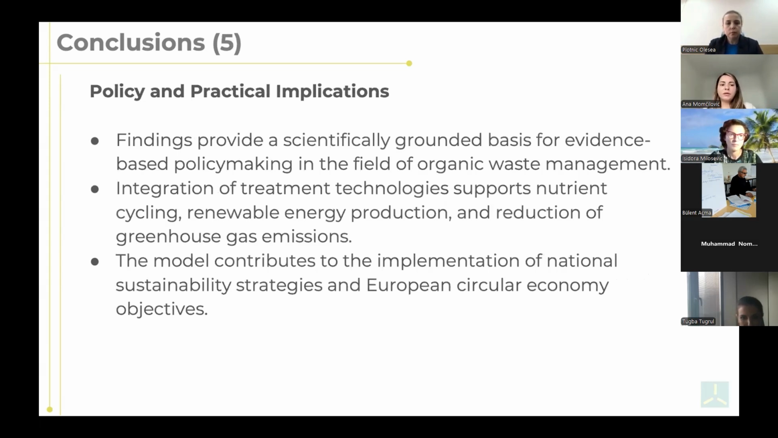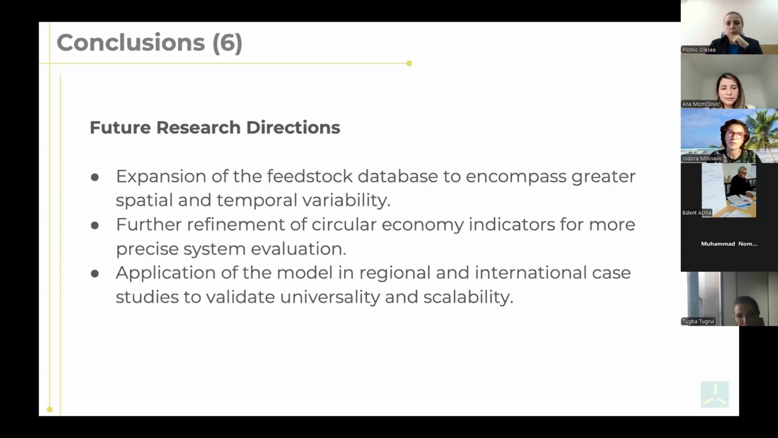There should be a policy change in organic waste management, and also integration of treatment technologies that support nutrient cycling, renewable energy production, and reduction of greenhouse emissions. For future direction, there should be an expansion of the feedstock database, realignment with circular economy indicators for more precise evaluation, and also application of the model in some international case, just to validate the scalability and replicability of the model itself.